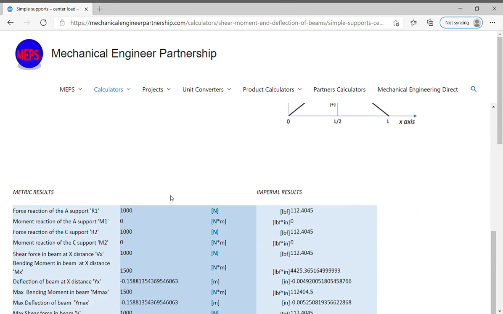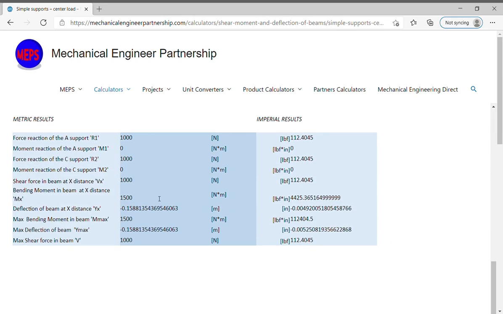The results are in the blue table. Because we chose the value of X coordinate in the middle of the beam, we obtain the same value for deflection at X as the maximum deflection, as I mentioned in the preceding paragraph. Maximum values of shear, bending moment, and deflection are generally used for dimensioning a beam. Similar calculation in imperial units, data, and results.